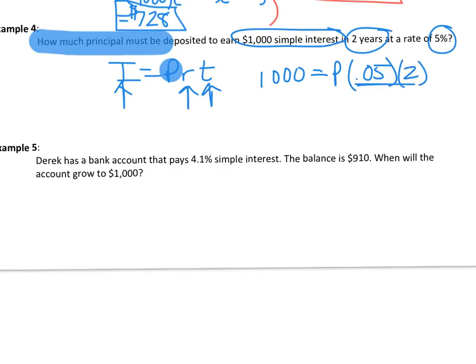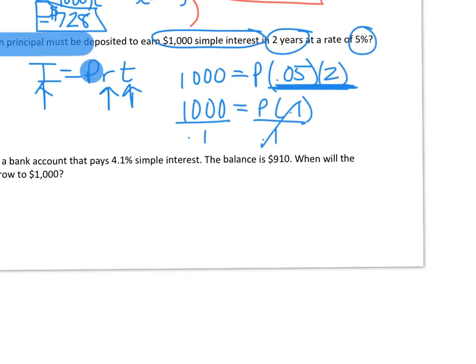So we can multiply these ones right here. 0.05 times 2 is 0.1. So you have 1,000 = P times 0.1. Then just divide both sides by 0.1. This will tell you how much needs to be in the account for you to make $1,000 in simple interest over 2 years. If you divide that, you end up getting P = 10,000. So they would need to have invested $10,000 into an account for 2 years that makes 5% interest to earn $1,000.